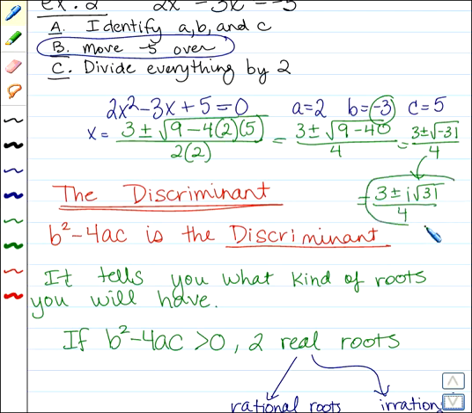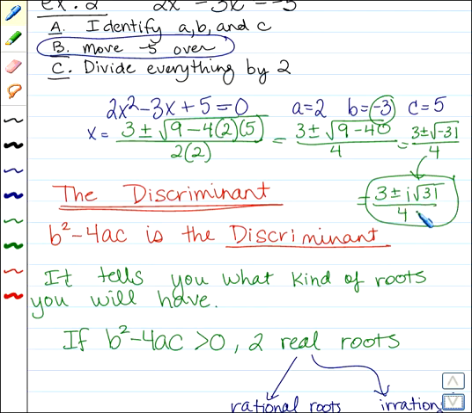Okay, don't forget to take that i out if you can. If we could simplify it any further, we would. Okay, so that's your final answer. That's actually your final answers, because remember, plus or minus means it's actually two answers: 3 plus i root 31 over 4, and 3 minus i root 31 over 4.